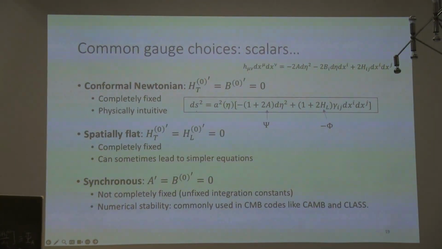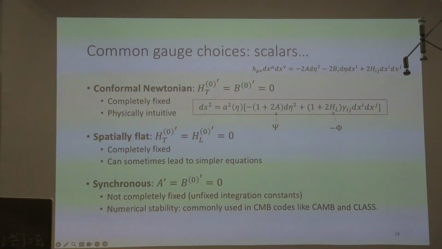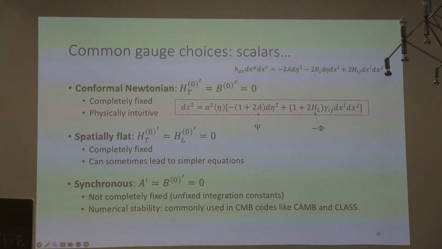It's not completely fixed because once you do the same thing as I did before to figure out what the gauge parameters are, you'll find that there are still unfixed integration constants. But it's not a big deal, really. It has no physical impact on your final results. It's often used by people who do CMB calculations because of numerical stability. So that's the scalar gauges.